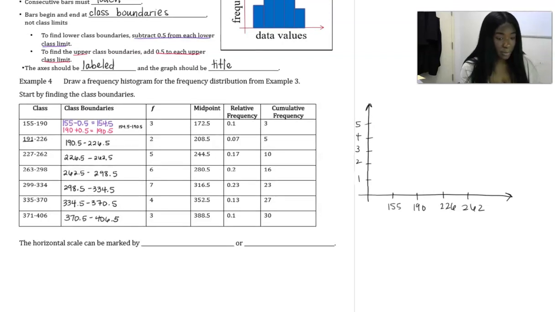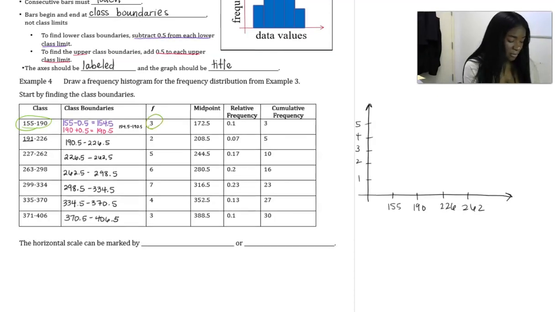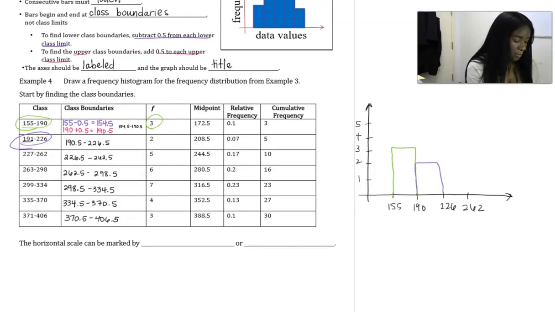So what we're going to do is we're going to put a bar in for the first class, which is the 155 to 190 with a frequency of 3. So the first bar will go up to 3. And then I'm going to put a bar in for the second class, 191 to 226. And that's going to go up to 2. And then I'll put a bar in for the third class, 227 to 262, which goes up to 5. This looks kind of sketchy, but notice all my bars are touching.